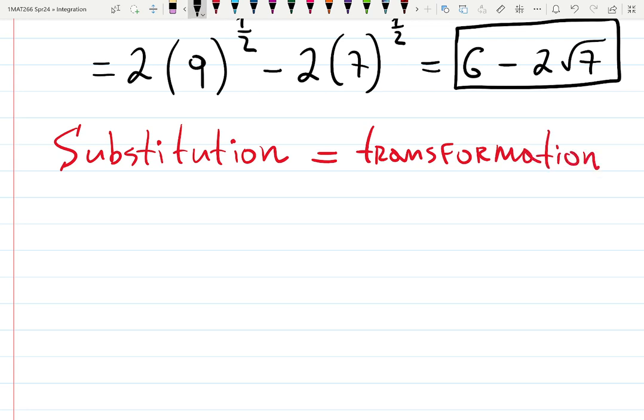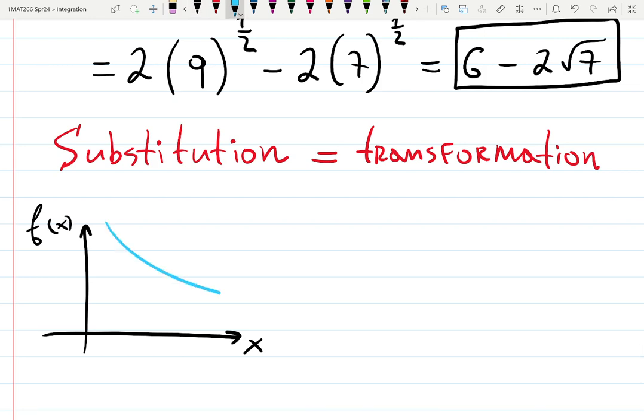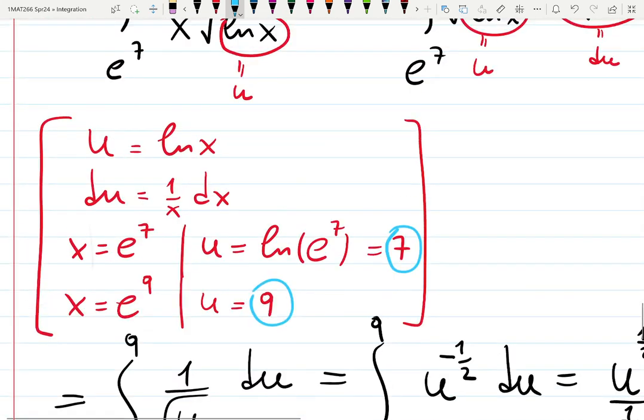And by that, I will show you some neat idea. We worked with x and f of x. And we were looking below the graph of the function f of x equals 1 over x square root of ln x. This is the function that was inside of the integral, called the integrand. So let me show you again.